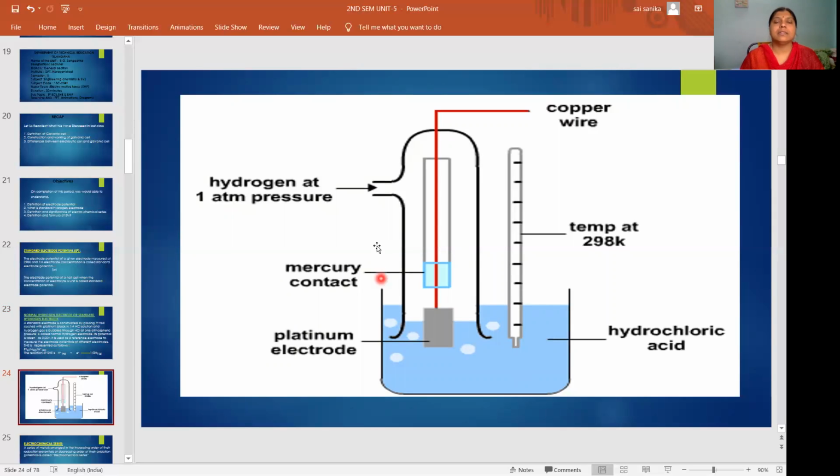Then here a platinum rod coated with platinum black is dipped in this HCl solution, and we are passing 1 atmospheric pressure hydrogen gas. And here the temperature is 298 Kelvin. So this is the platinum wire, and here it's a copper wire. So this is the construction of the standard hydrogen electrode. We are maintaining standard temperature and pressure.